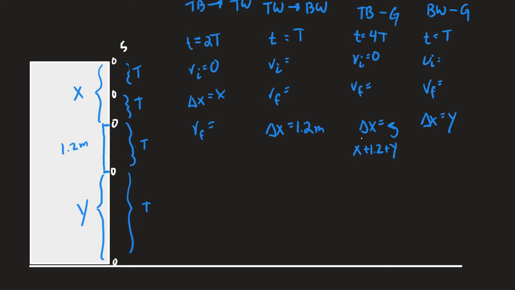Now, just for fun, this final velocity is this initial velocity, right? This final velocity is this initial velocity. And these two are the same. Now, all of these share the same acceleration, 10 meters per second squared.